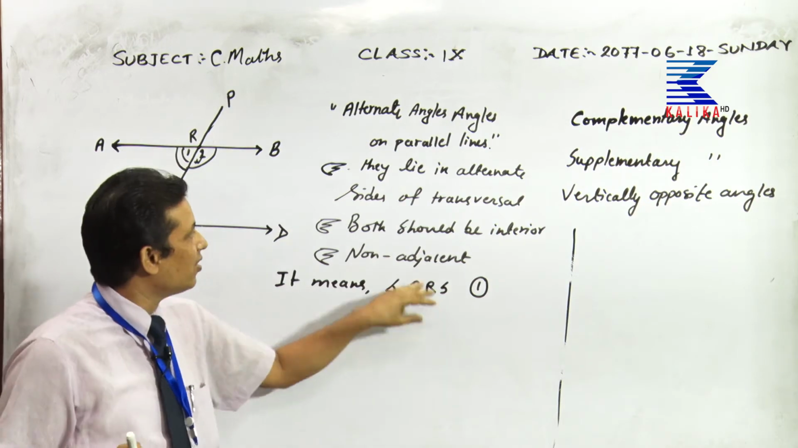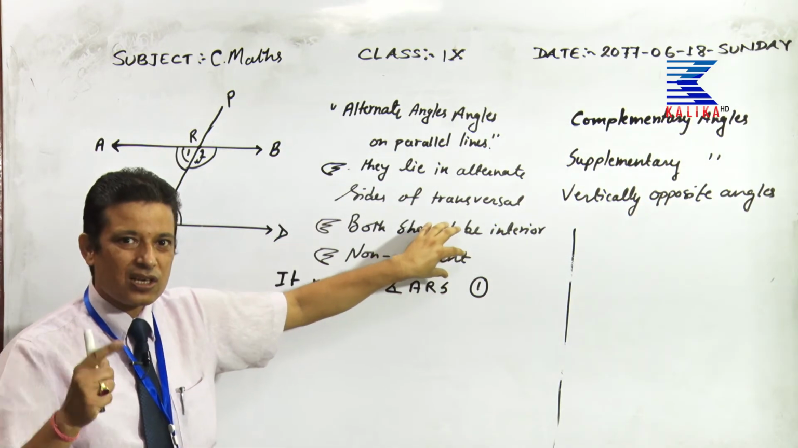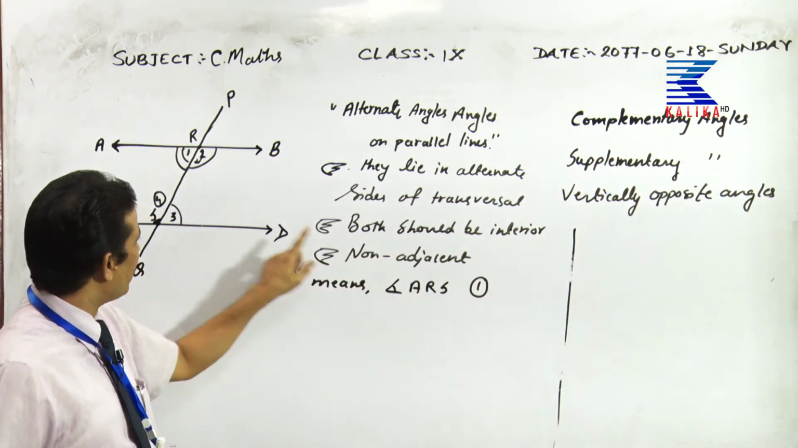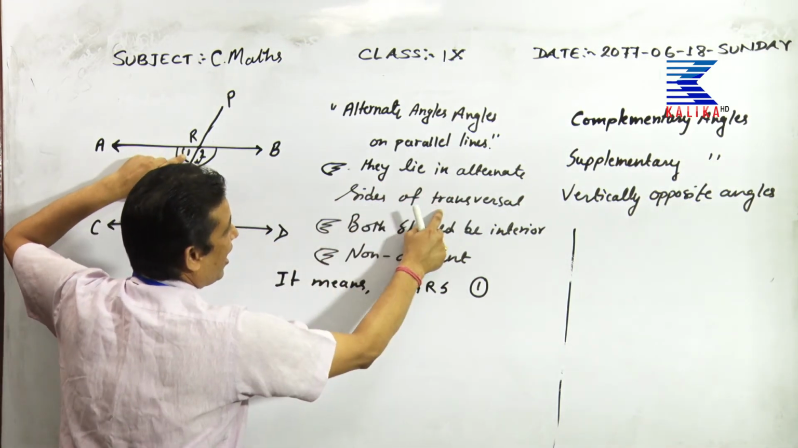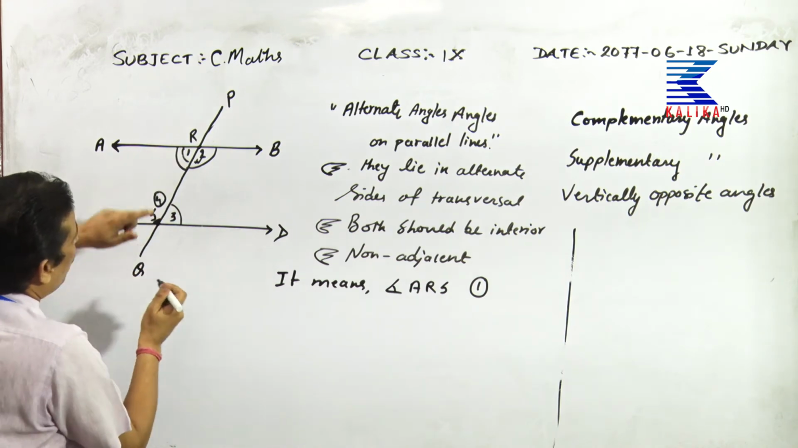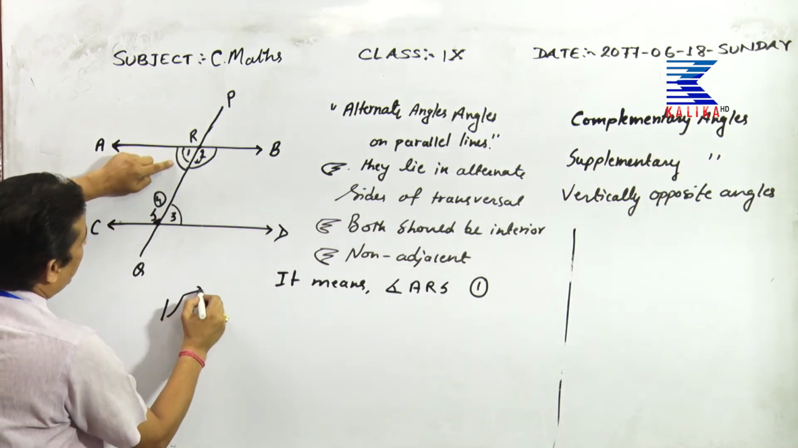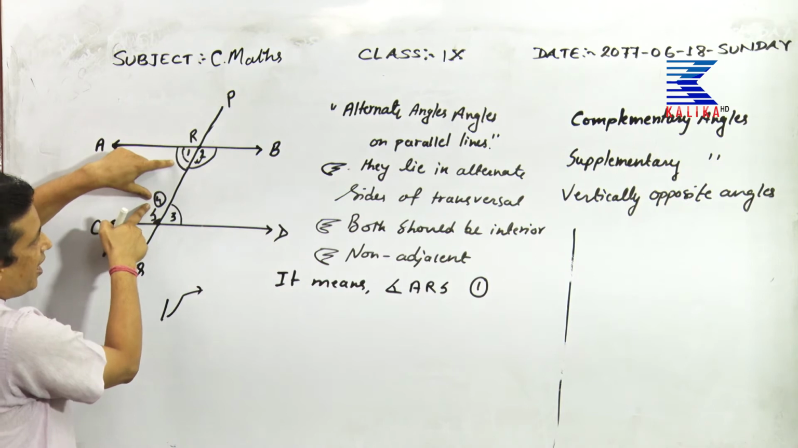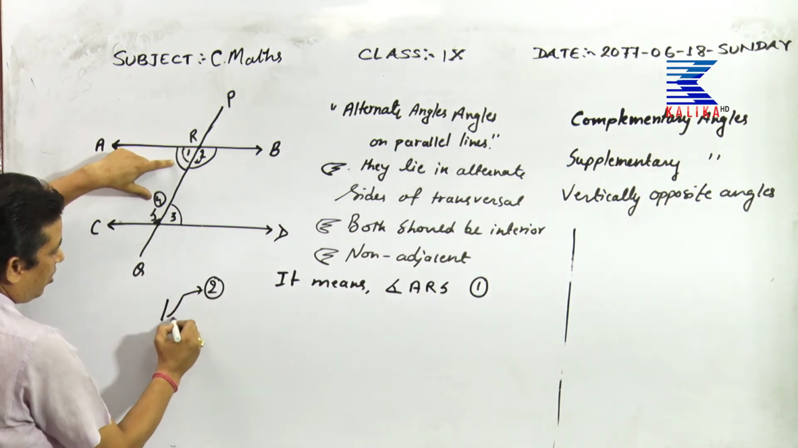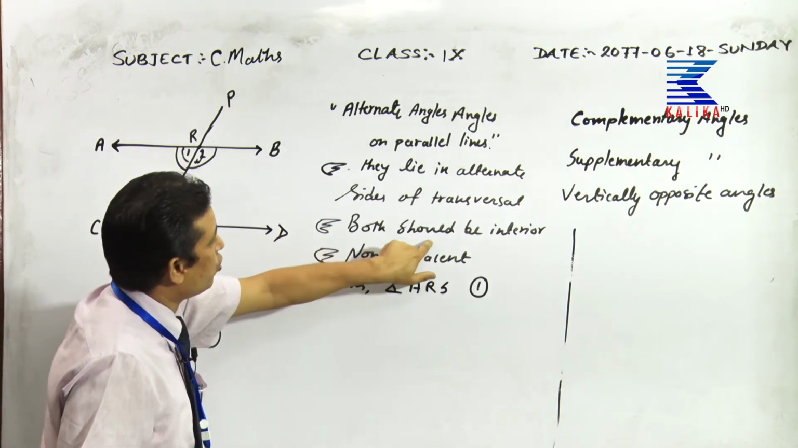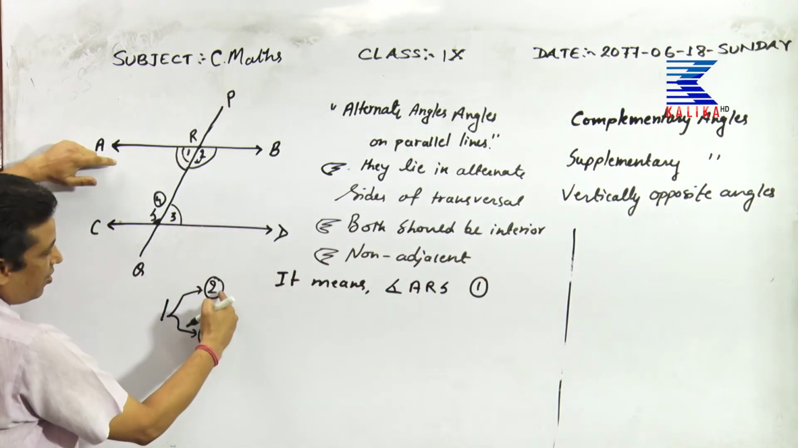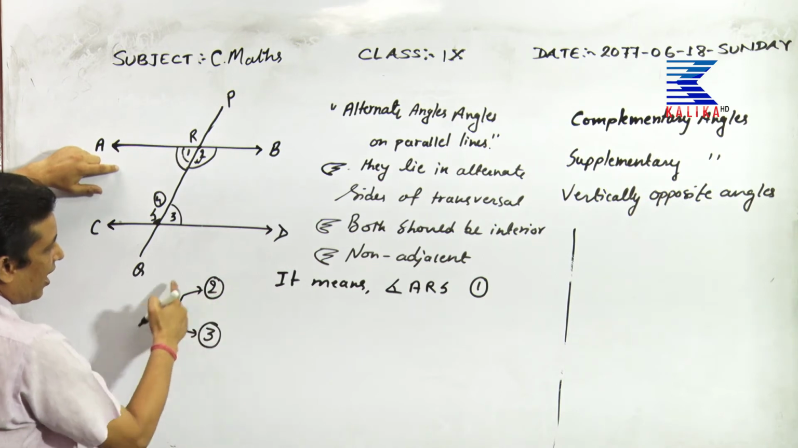Can you find? Following these 3 facts, obviously you can find. I have written ARS, it means 1. They lie in alternate side. Alternate side means what are alternate sides of 1? 4 is in the same side. So, either 2 or 3. Second, both should be interior. Yes, both are interior, all are interior.